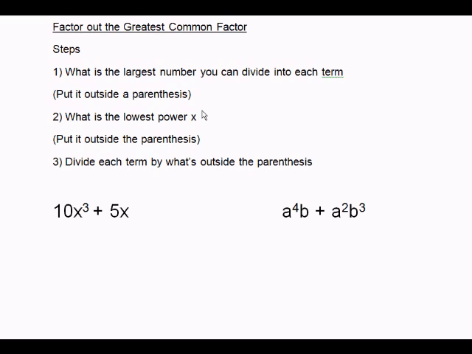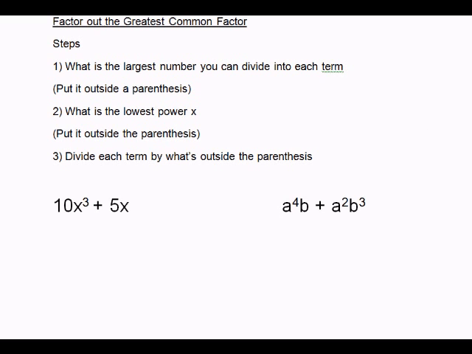Step number 2. What is the lowest power x? And when I'm saying lowest power x, any lowest power variable, a, b, c, x, y, z. Put that outside of parentheses. And then step 3, divide each term by what's outside the parentheses. So let's try these problems using the steps.